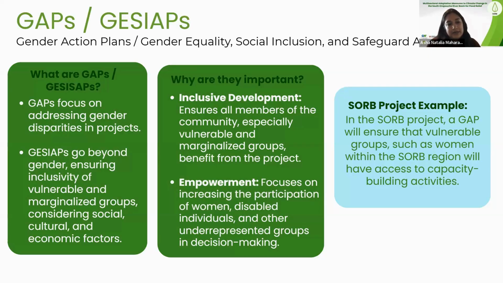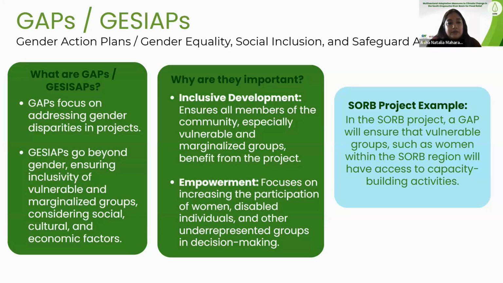So a GAP, the Gender Action Plan alone, focuses on addressing gender disparities in projects and making sure that we're being gender responsive, gender inclusive, and gender sensitive in things that we do. The GESI-SAP goes beyond just gender and ensures the inclusivity of vulnerable and marginalized groups, considers social, cultural, and economic factors. And so I would say even in instances where you see a project that has a GAP, a gender action plan, oftentimes you will get elements of that GESI-SAP in there where we're thinking beyond, again, just the gender and thinking about the vulnerability of certain groups in the context of the project. And that's definitely what we're doing with the SORB project as well.